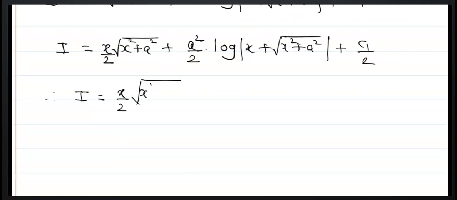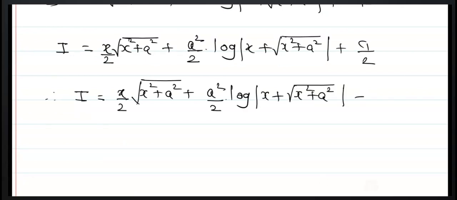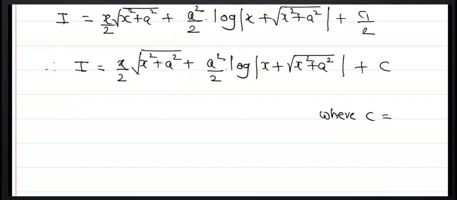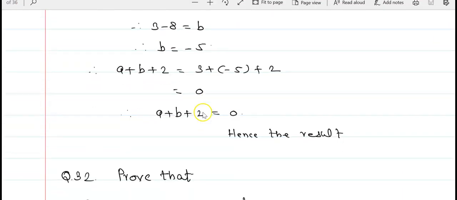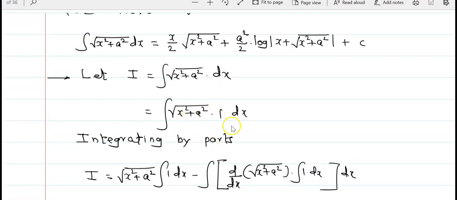And in the next step, it is replaced like this: a² upon 2 log|x + √(x² + a²)| plus C, where C is equal to C1 upon 2. Also, you can see this here. This is a theory bit.